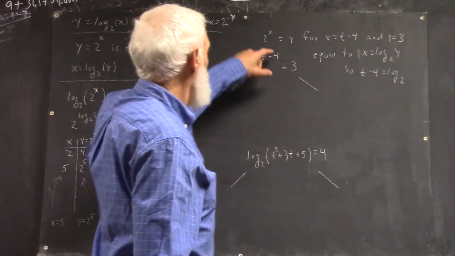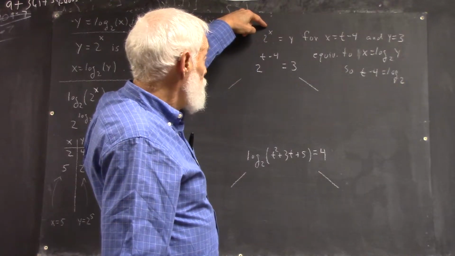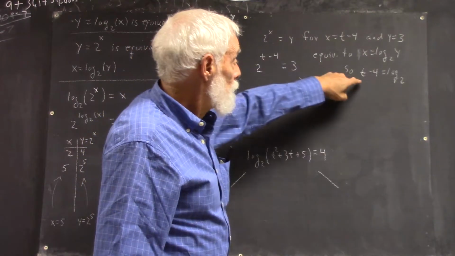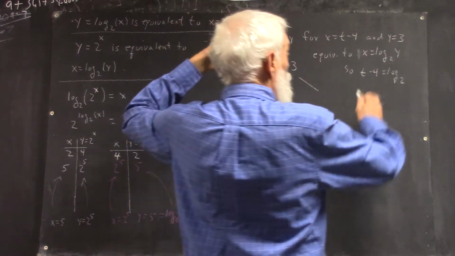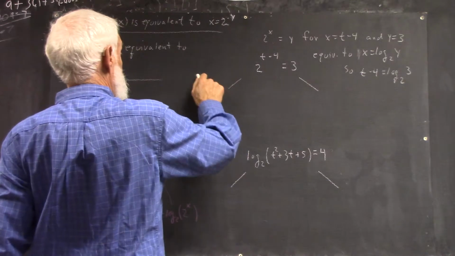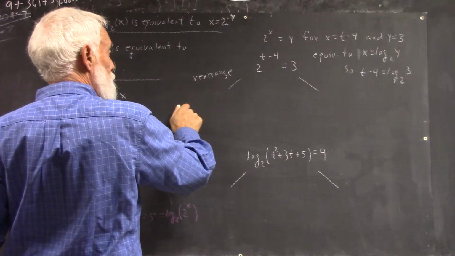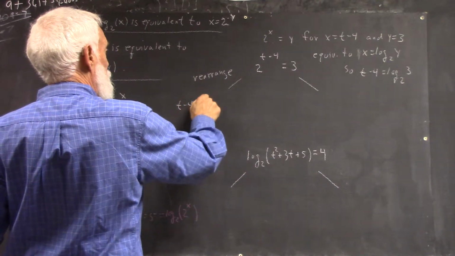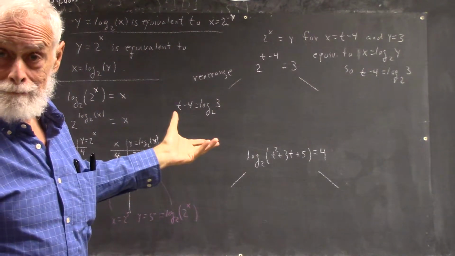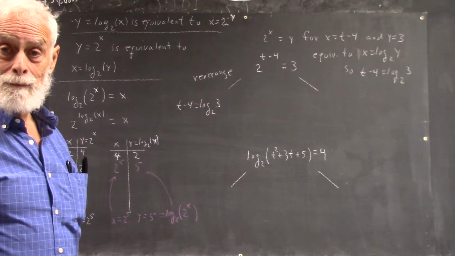Need to identify everything again. This is 2 to the x equals y for x equals t minus 4, because that's the power of 2, and y equals 3. Okay? So, t minus 4 is log base 2 of y, which is log base 2 of 3. So, we can just rearrange, and we get t minus 4 equals log base 2 of 3, and that's easy to solve for t. Like, what step do you take to solve this for t? Add 4 to both sides.